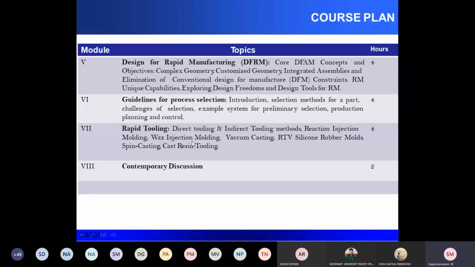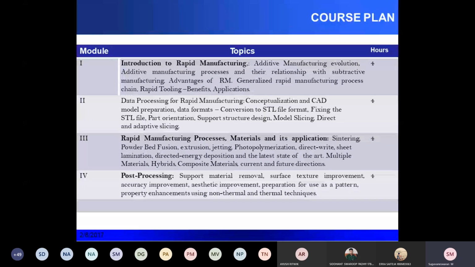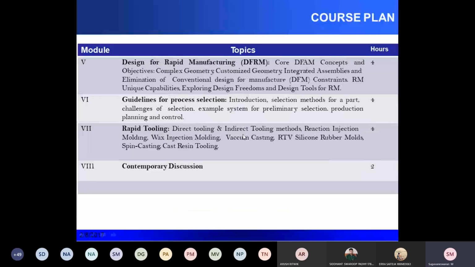Module 7 is about application. Here we are going to discuss application only in the tooling industry. So this is about the subject topics: introduction, data processing, types of manufacturing, post processing, design for additive manufacturing, guidelines and application. And the final one is the industrial guest lecture.